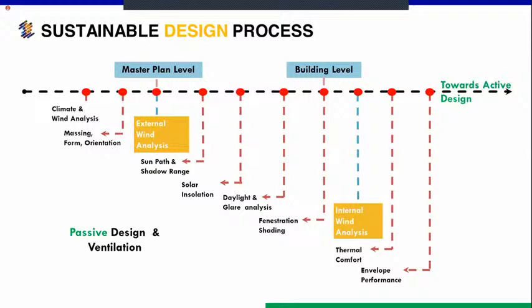Then we will go to the sun path and shadow level analysis, so we can understand the shadow pattern of the buildings in the analysis, so that we can change the urban detail and effect. Then we will be designing each facade with the help of solar insolation. Most importantly, daylight and glare analysis and associated shading analysis. Then comes the internal ventilation analysis, thermal comfort and envelope analysis.